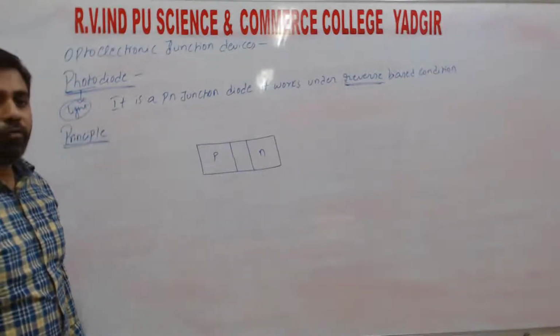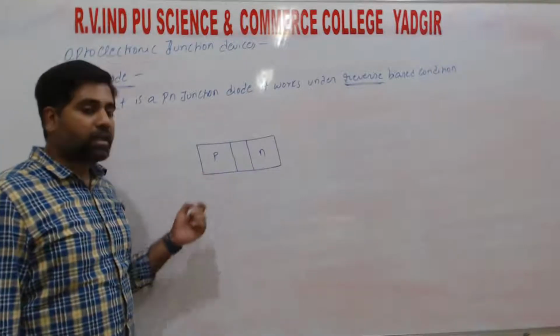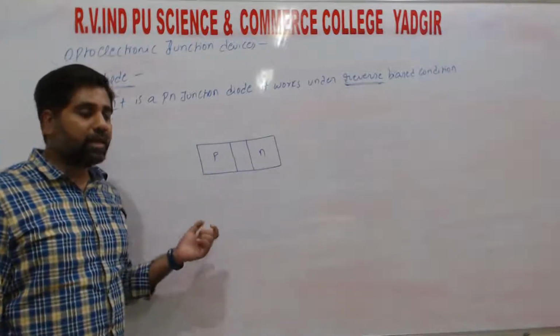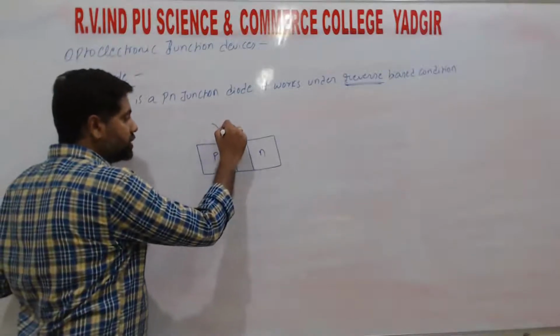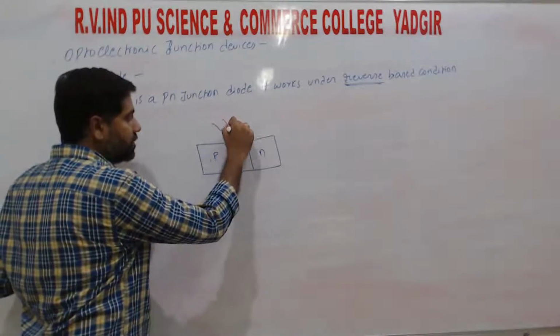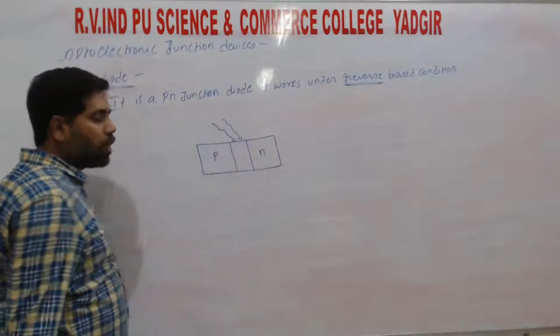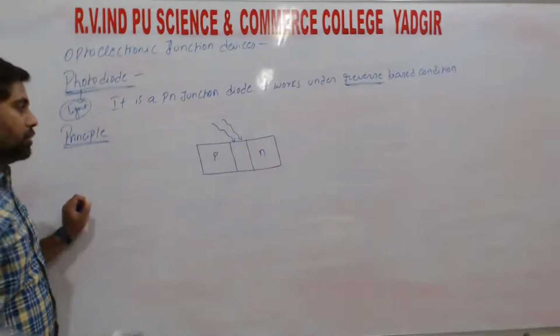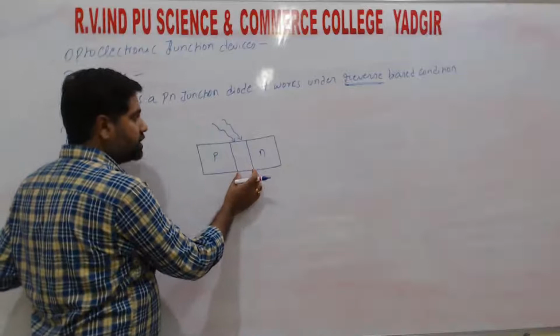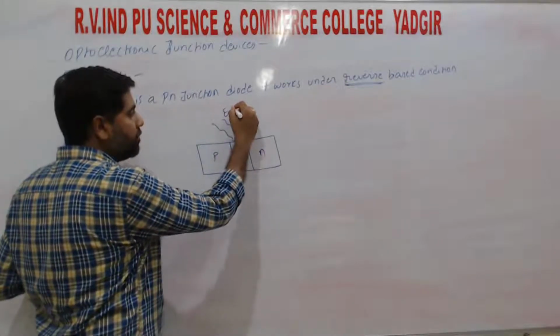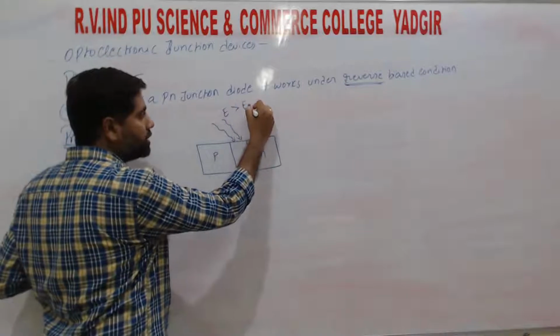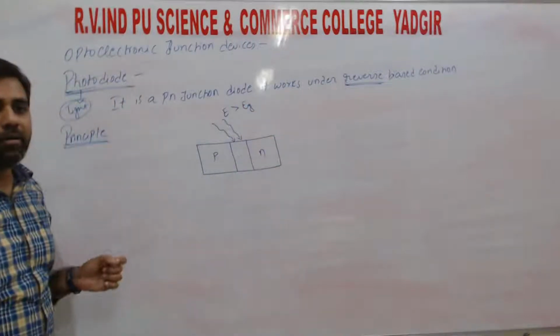So when light of energy greater than the energy gap falls onto the junction, right? When the light energy falls onto the junction, so this one is the junction, right? This energy of the incident light is greater than the energy gap, right?